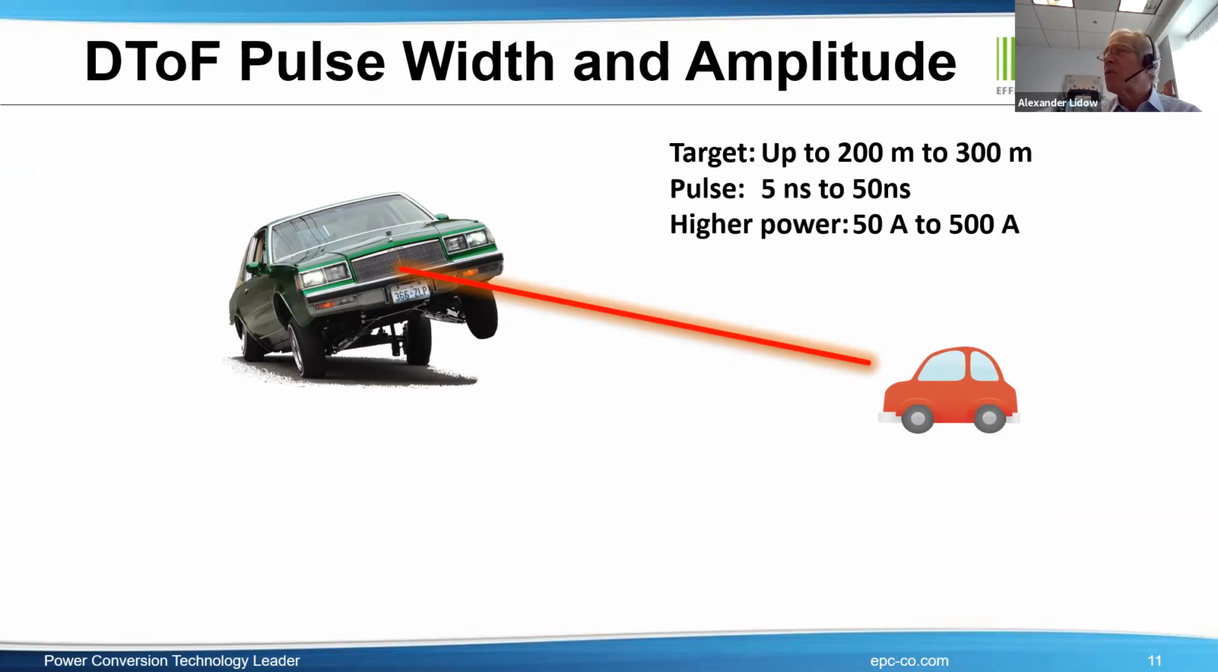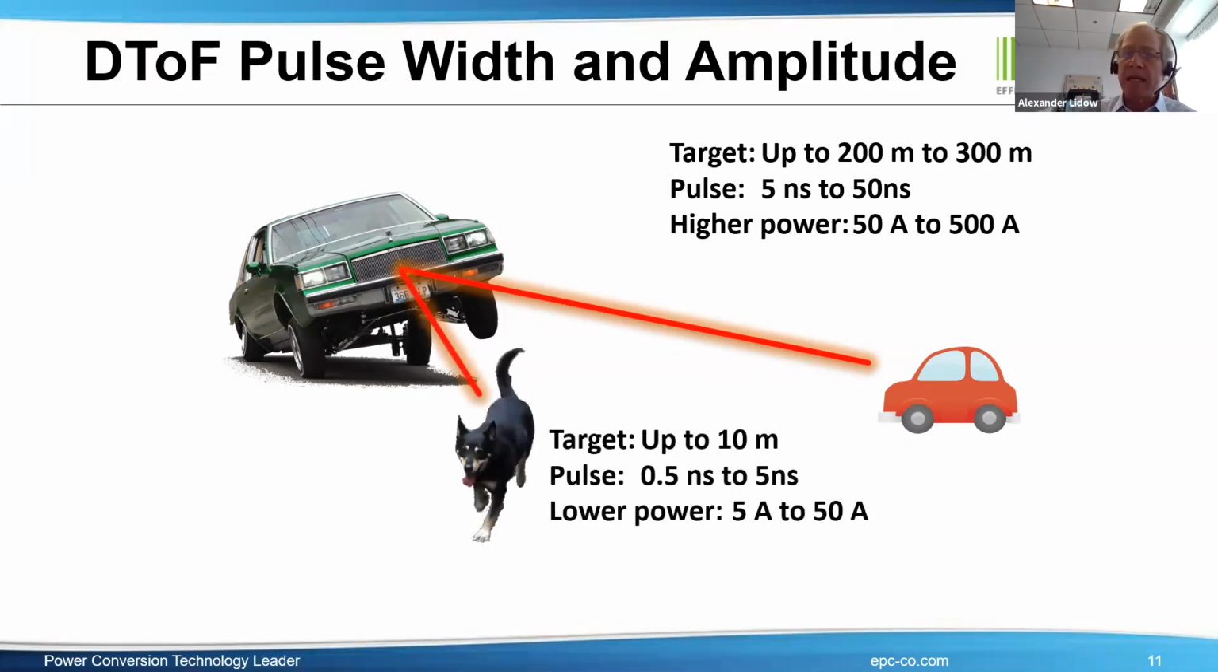50 nanoseconds, of course, would only be able to resolve something that's about 7 or 8 meters apart. So really, you want to be closer to 5 nanoseconds, but you need a lot of power in that laser, between 50 amps and 500 amps, depending upon the efficiency of your lasers and the efficiency of your optical detection, and also the optics, how well you can maintain a collimated beam going out that far.